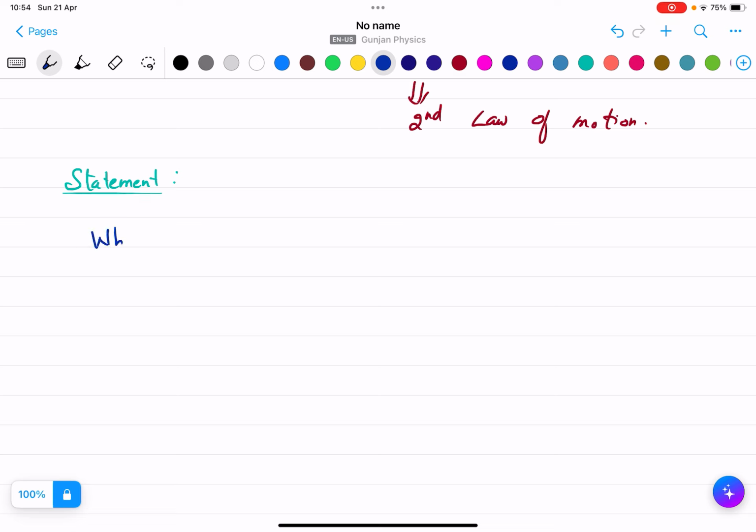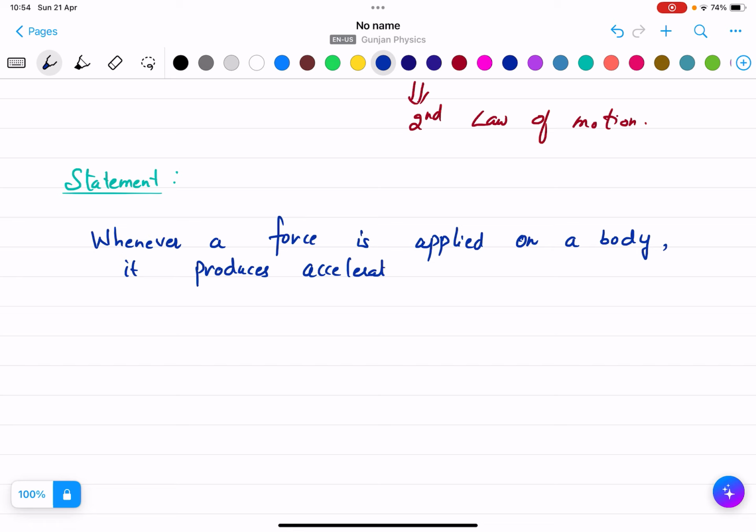Whenever a force is applied on a body, it produces acceleration, right? This is the first part. It produces acceleration in the direction of the applied force.